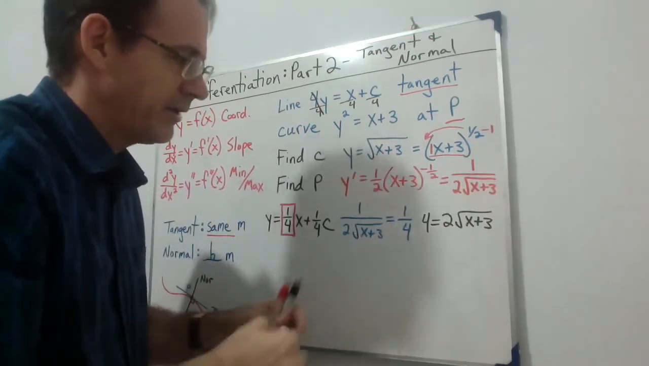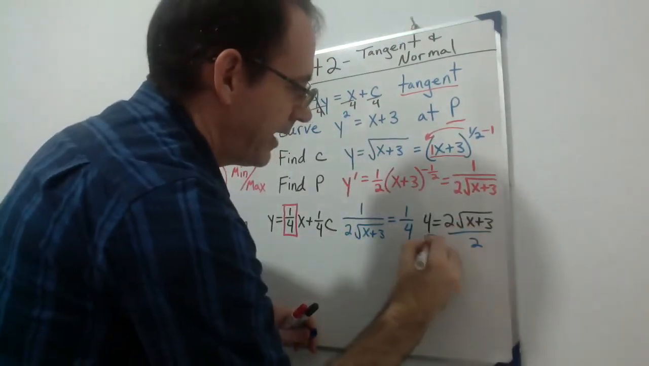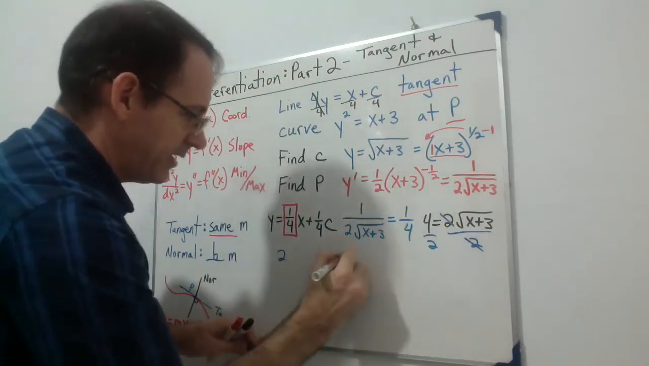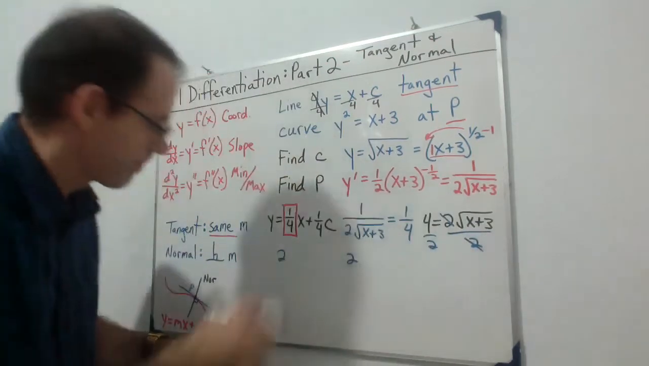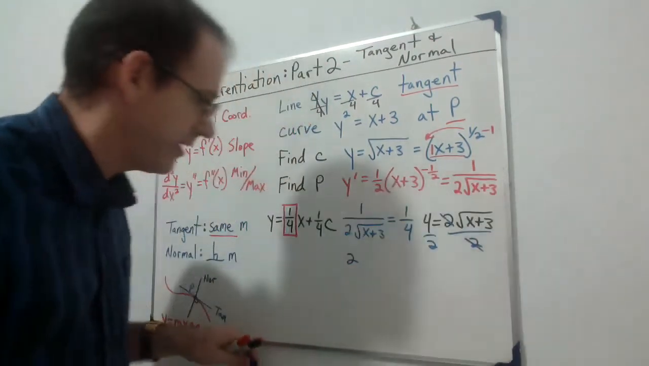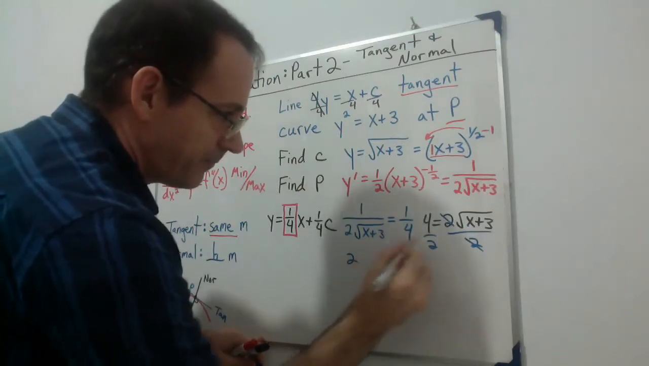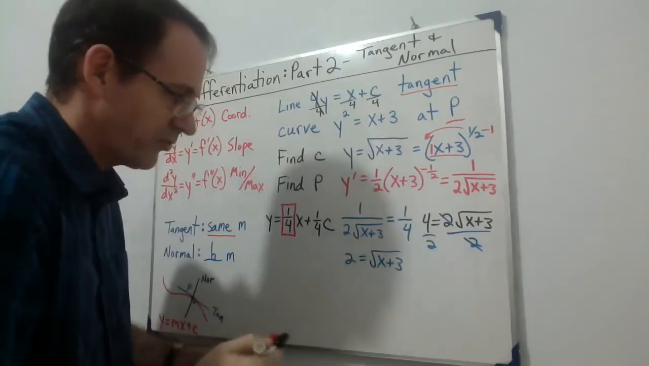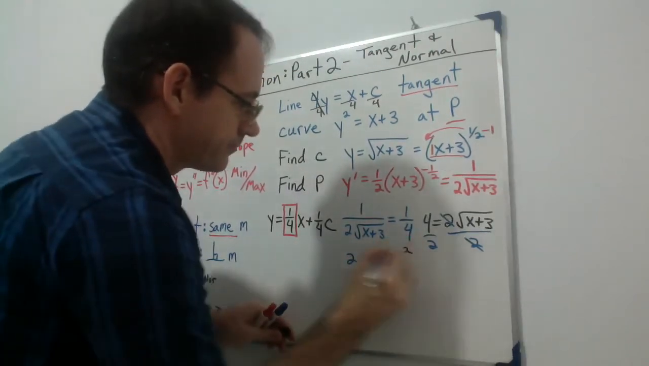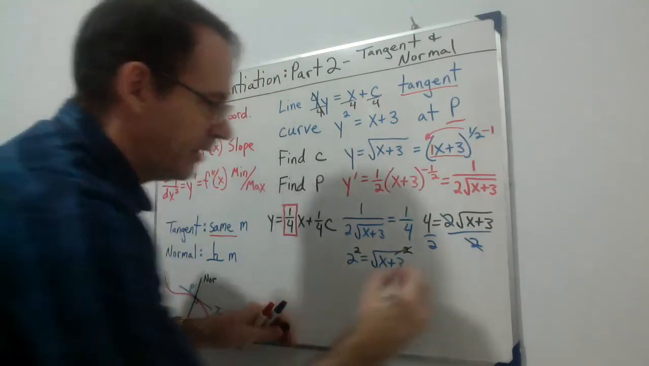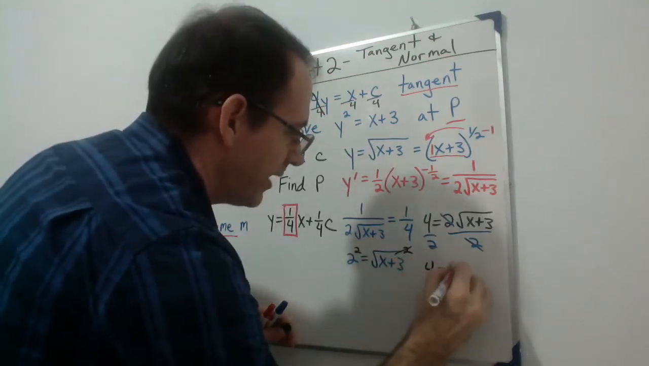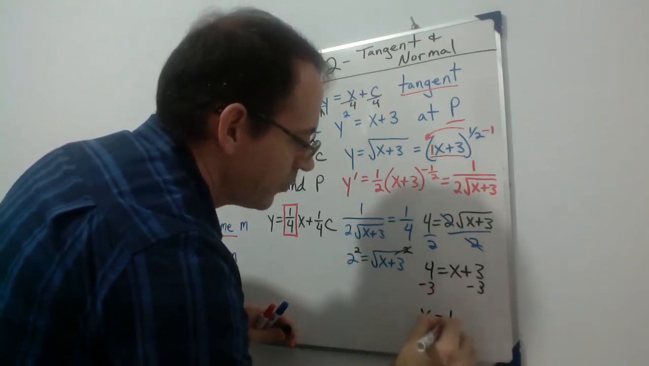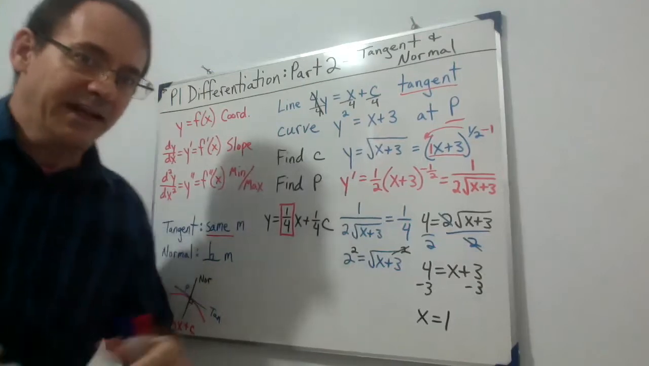Okay, so now we want to divide both sides by 2. So we get 2. Now let me keep it over here, because we're going to do something else over there. So 2 equals root x plus 3. Now square both sides. Get rid of that. So we get 4 equals x plus 3. Subtract 3, x equals 1. Now, that's the x coordinate.